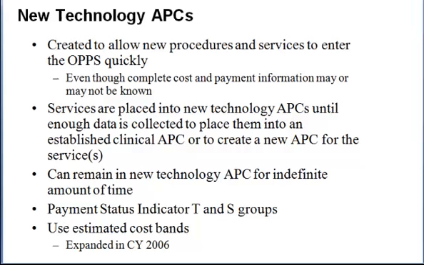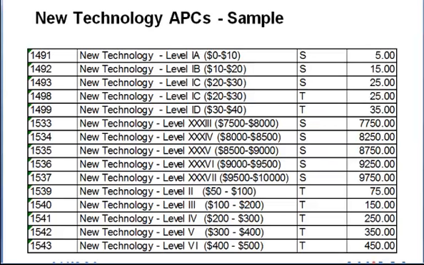The APC system does contain 82 new technology APCs. 41 of those have a payment status indicator of S and are not subject to the multiple procedure discount. The remaining 41 groups have an indicator of T and are subject to multiple procedure discounts. This is a sampling of some of the new technology APCs.